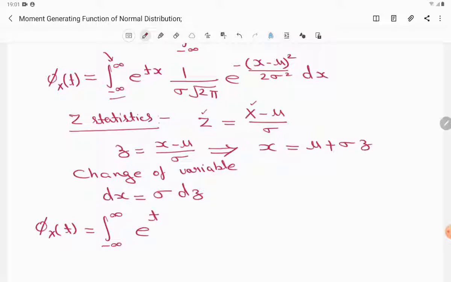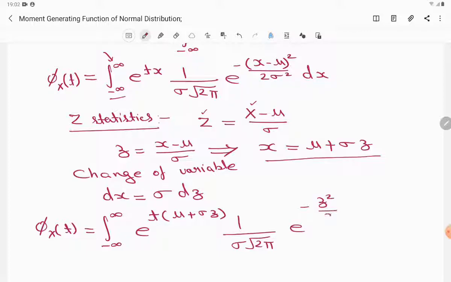and then I can write minus infinity to plus infinity, and then I can write e power t. As you have seen earlier, this x is now, so e power tx is there, which is mu plus sigma z, and then I can write 1 divided by sigma root 2 pi over here, and then e power minus z square divided by 2, and I have this dx over here. This dx will be sigma dz. So instead of that, I can write sigma dz.